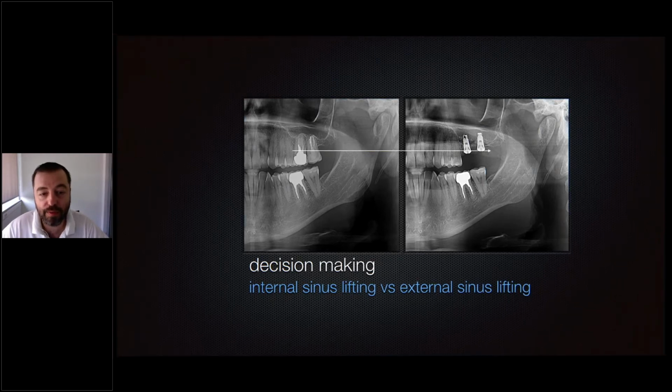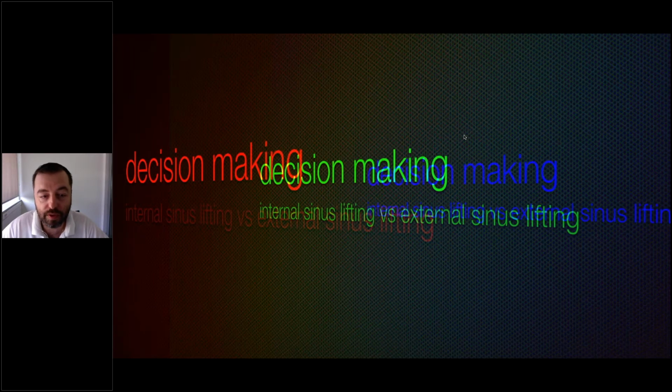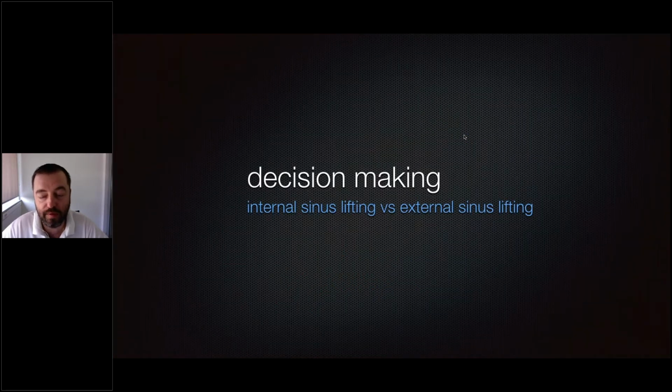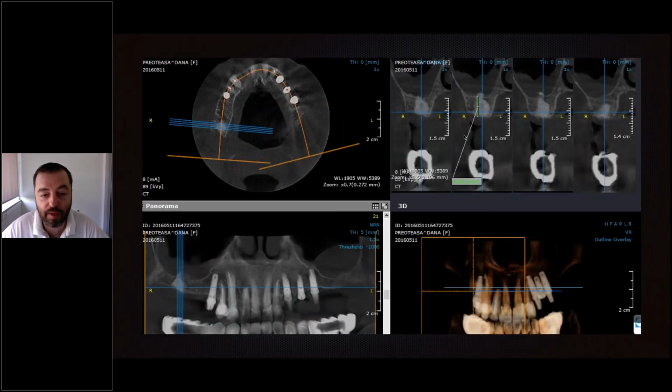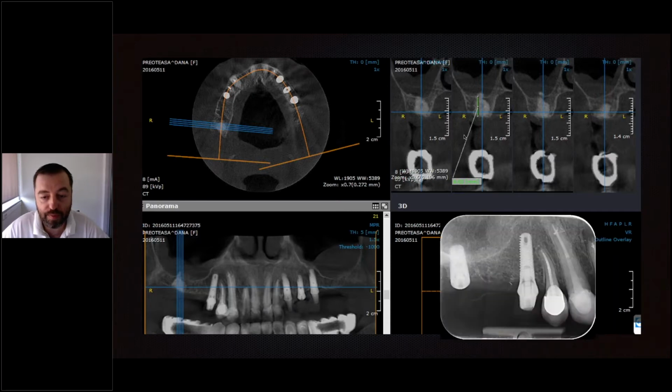Now, in terms of decision making, of course, we can always have the second alternative with external sinus lifting, that we can do either with concomitant implant placement or not. But for this type of patients where we have at least 4 millimeters of residual bone, we prefer to do the minimal invasive way, like raising in internal way the sinus.